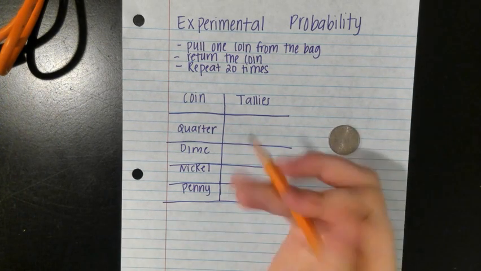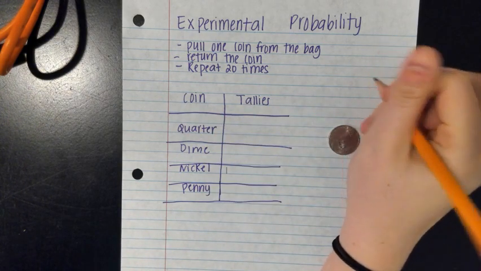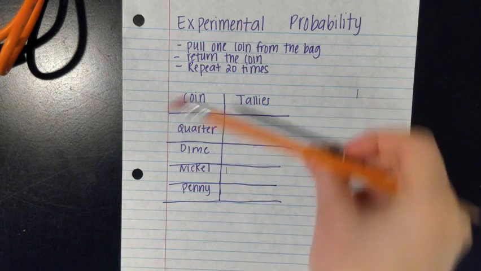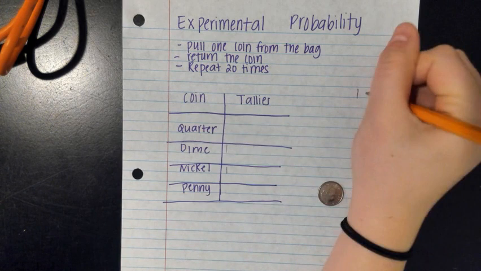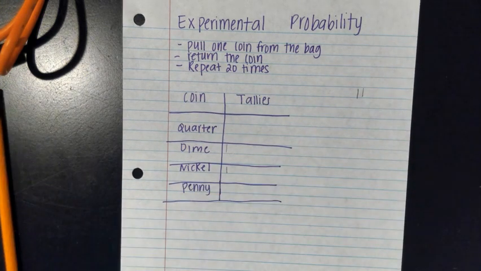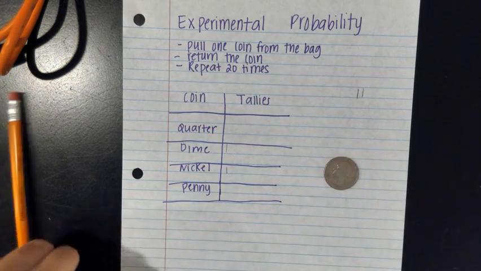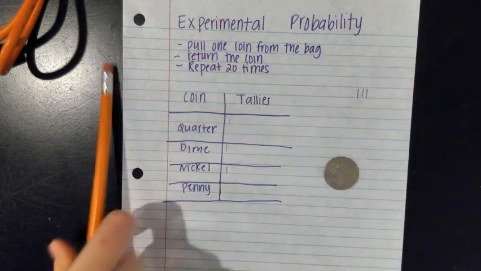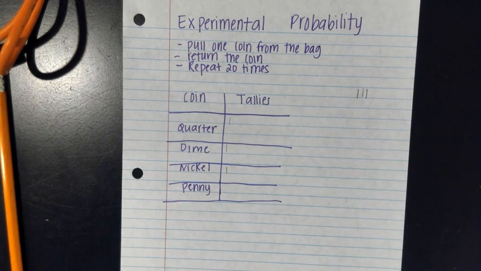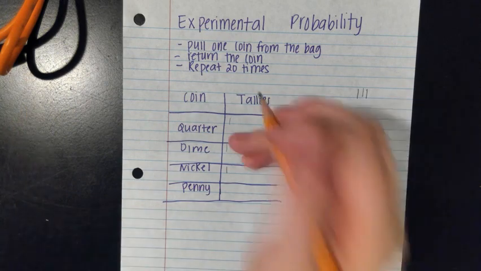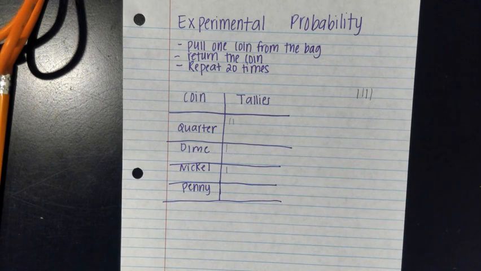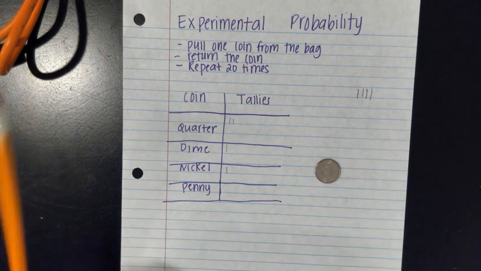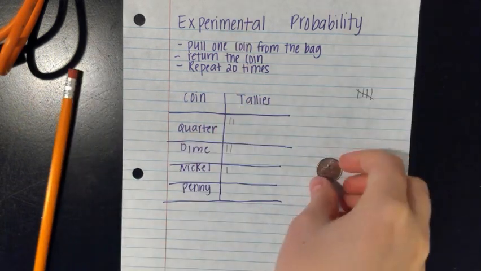Nickel. And I'm going to go ahead and keep track of how many times I pull on the side over there. So that's one trial. Oh, you can't see it. Dime. Quarter. Quarter. Dime. So that's five trials. We got 15 to go.